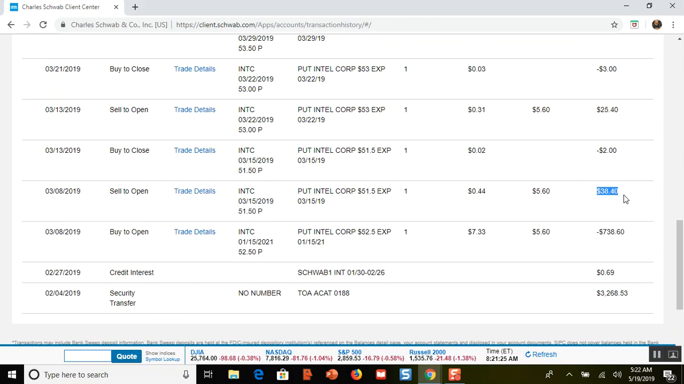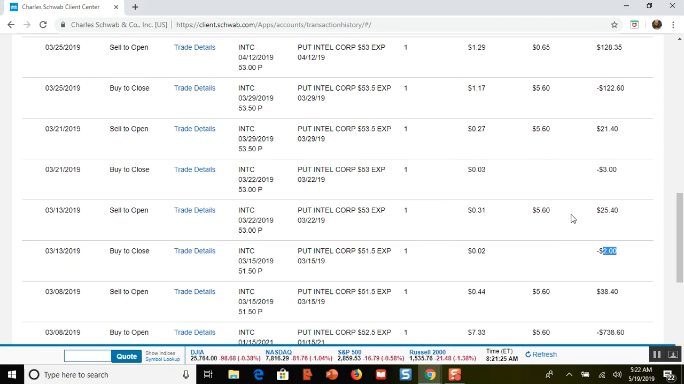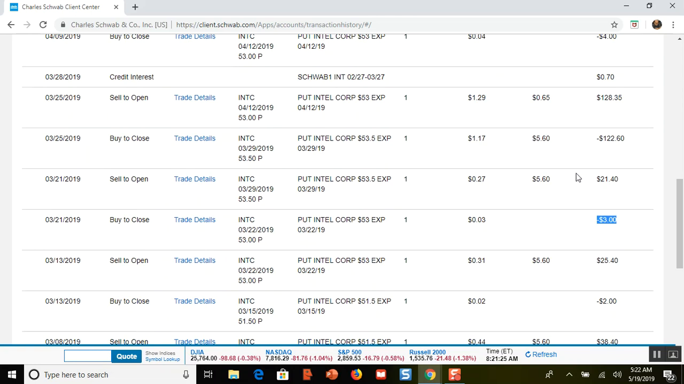And then I immediately began to sell the open short puts, and so I started by selling a 51.50 and I brought in $38.40, and it was a weekly, and then I bought it back for $2, and then I sold a 53, brought in $25.40, and then bought it back for $3. So you see it started out as a diagonal spread, and then I sold to open a 53.50 for $21.40.